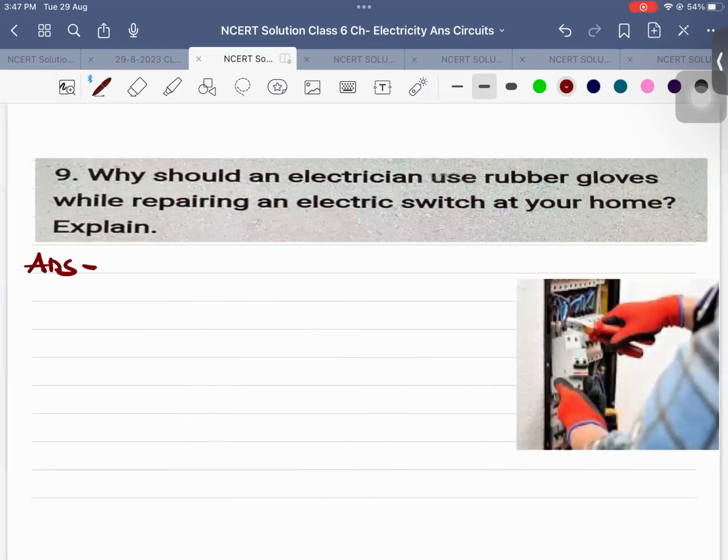During repairing work, if the body comes in contact with a current carrying wire, then there will not be any accident, as rubber gloves or rubber does not allow the passage of the current through it. Hence, an electrician uses rubber gloves while repairing an electric switch.